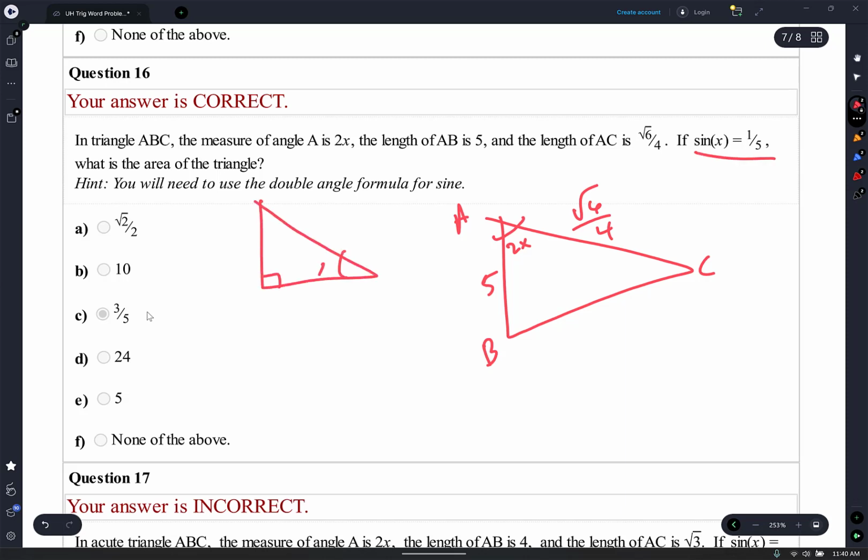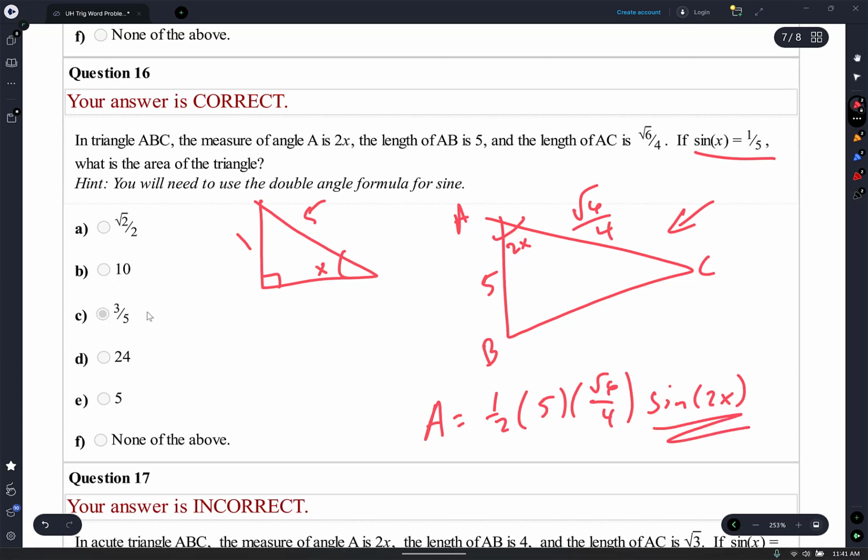Here's a right angle, here's an x, that's sine, so opposite over hypotenuse, 1 over 5. What is the area of this triangle, this one here? Okay, area: 1/2 times 5 times square root of 6 over 4, times sine of 2x. Now we do have sine of 2x, guys. We're going to have to use a double angle formula. In case you don't remember, sine of 2x is equal to 2 sine x cosine x.